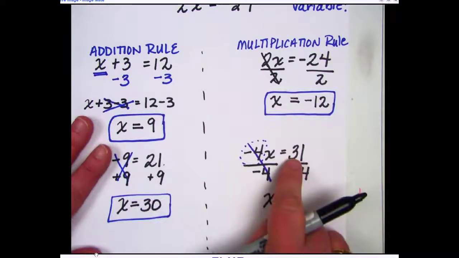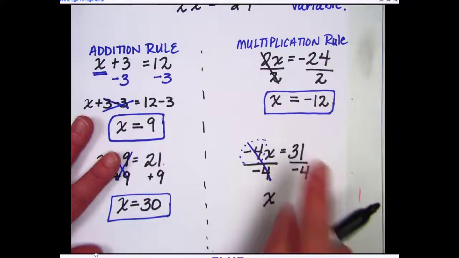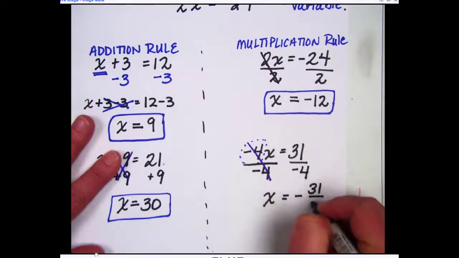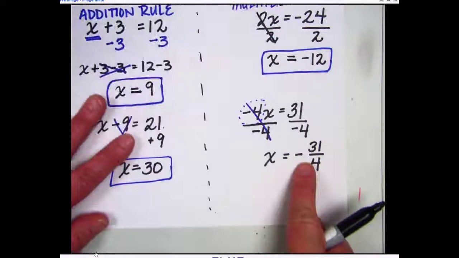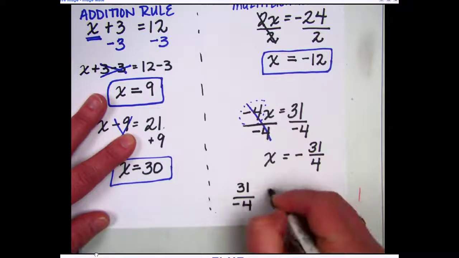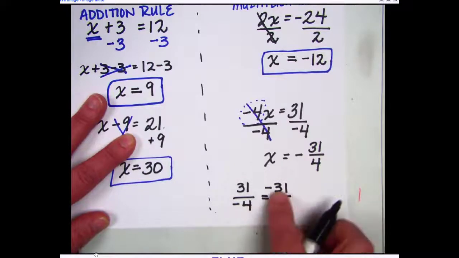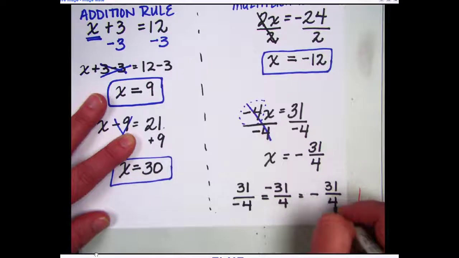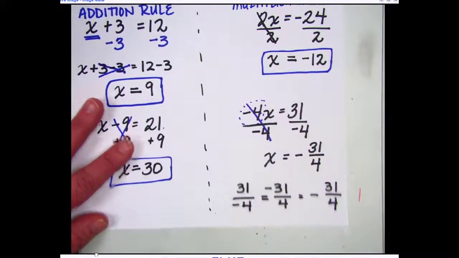And now what happened here? 4 doesn't go into 31, or negative 4 doesn't go into 31. That's okay. My answer is just going to be negative 31 over 4. Keep in mind that as long as I have one negative sign, they all mean the same thing. I can write it this way, like we had it in the beginning. I can write it this way, negative downstairs, negative upstairs, or I can put the negative in front. They all mean the same thing as long as I only have one negative sign.